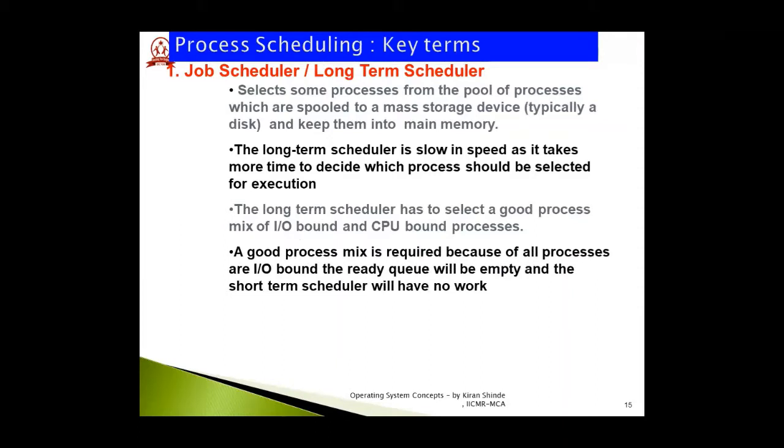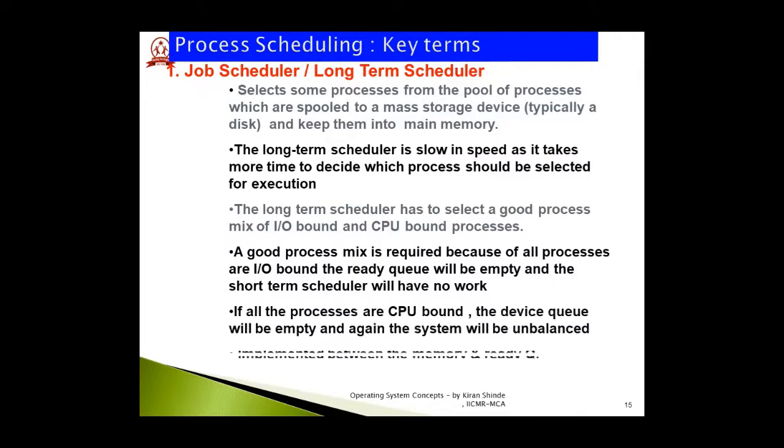So a good process mix is required because if all processes are IO bound, the ready queue will be empty and the short-term scheduler will have no work. Every scheduler should get some work, and the CPU should also be busy. So all these things the long-term scheduler has to take into consideration while deciding the good mix.